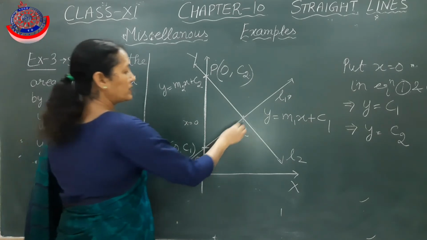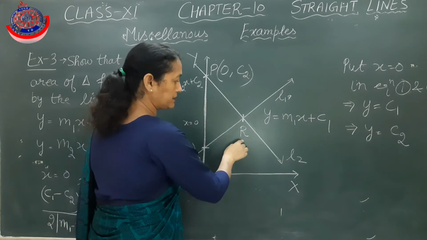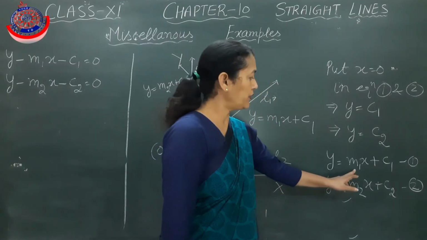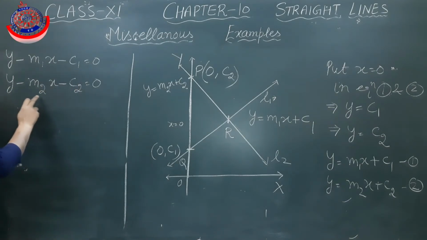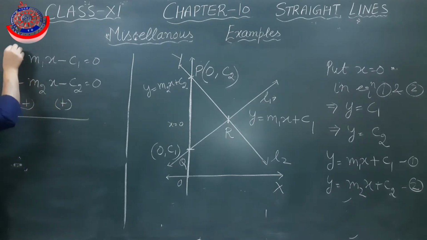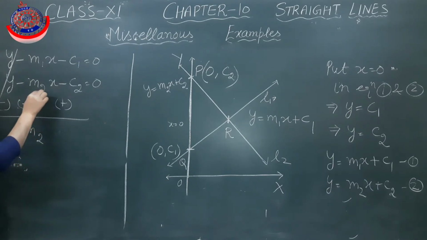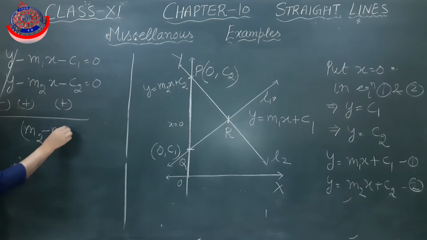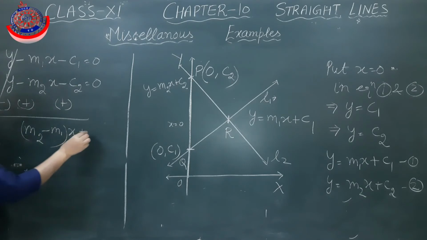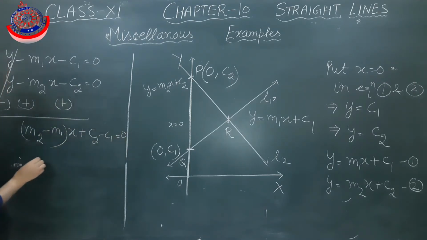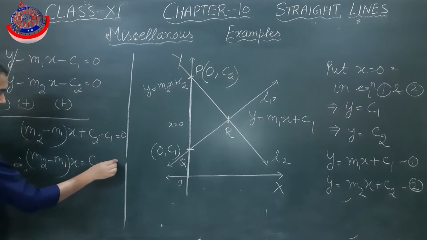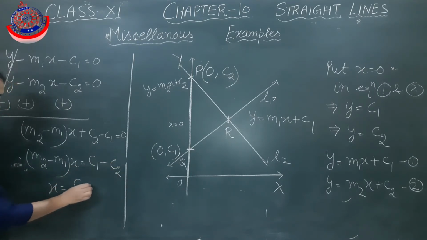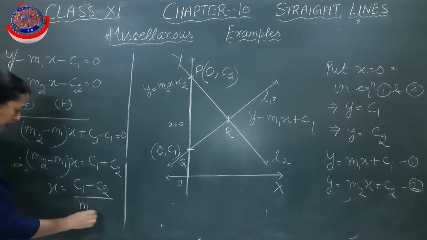We have to find the coordinates of this point R. For getting the coordinates of point R, if we rearrange equations 1 and 2, we'll have y minus m1x minus c1 and y minus m2x minus c2. Now if we solve by elimination, just by changing the sign, y will get cancelled and we'll have m2x minus m1x, meaning (m2 minus m1)x, and here it is c2 minus c1, equal to 0. So (m2 minus m1)x, if we shift c1 and c2 to the other side, it will be c1 minus c2, and x will come out to be (c1 minus c2) upon (m2 minus m1).